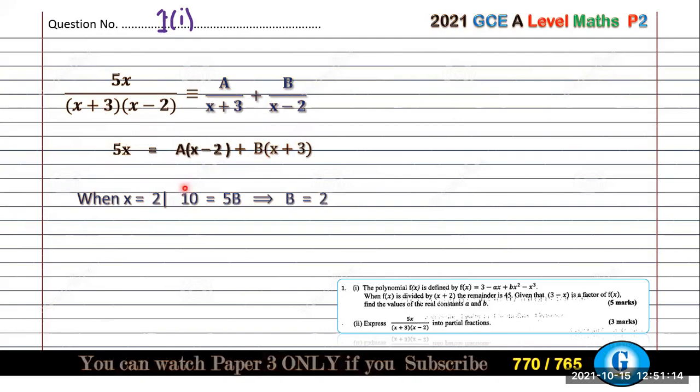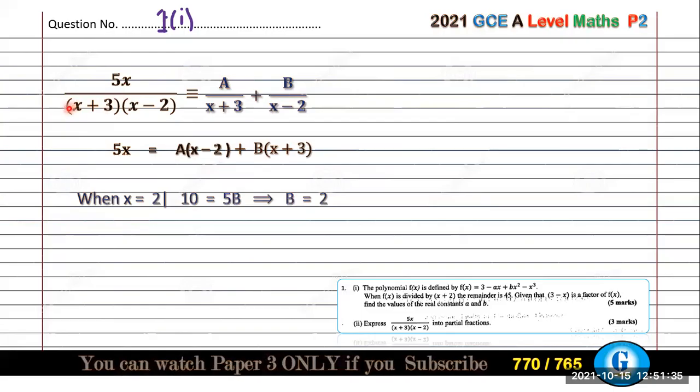We will have 5 times 2, which is 10, equal to a into 2 minus 2. This part will become 0, so we have covered up this part, plus b into x plus 2, but that x is 2. So we have 2 plus 3, which is 5 times b, 5 b's. That gives us 10 is equal to 5 b's, and b equals 2.